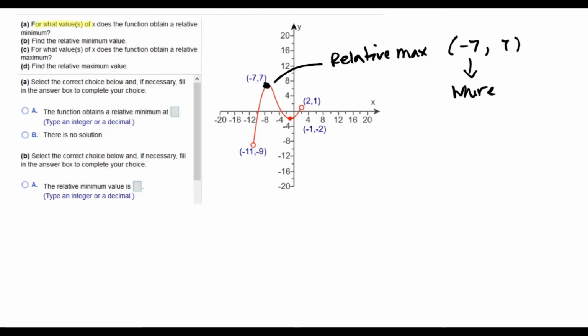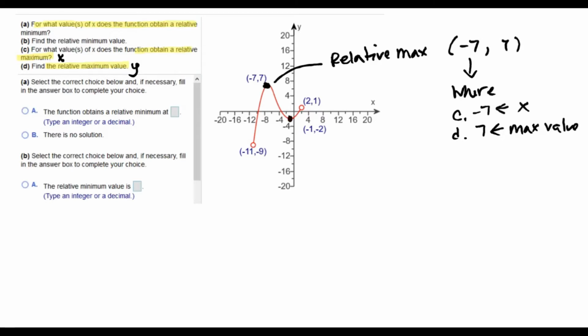For what values of x does the function obtain a relative maximum, and then find that relative maximum. So this part C is asking for the x, and the part D is asking for the y. So you're going to answer for part C, -7, and for part D, 7. So this is the maximum value, and this is the location, the x at which the maximum occurs.